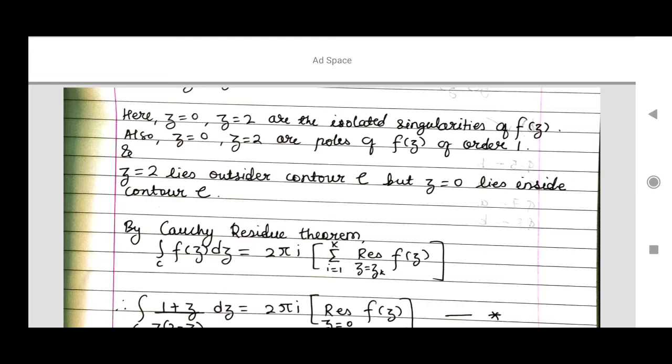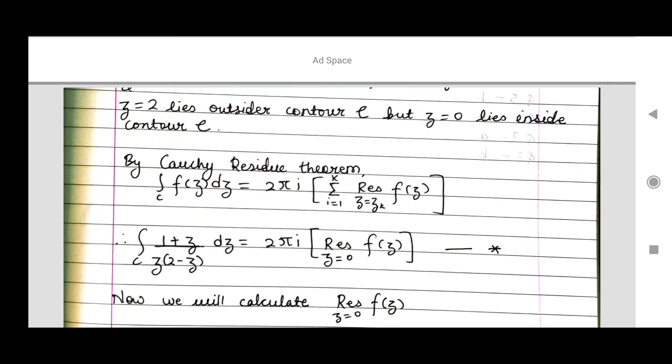By Cauchy residue theorem, we get the integral over C of f of z dz is equal to 2 pi I into the summation, i runs from 1 to k, of the residue of f of z at z is equal to z0. Therefore, the integral over C of (1 plus z) upon z times (2 minus z) dz is equal to 2 pi I into the residue of f of z at z is equal to 0. Let's consider this as equation star.